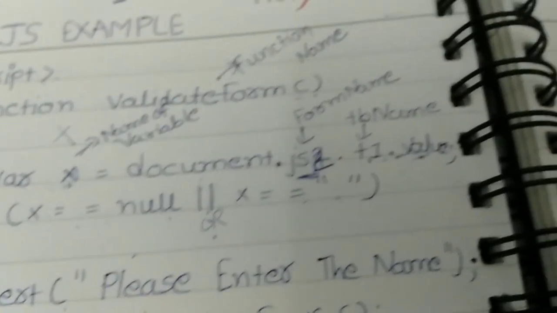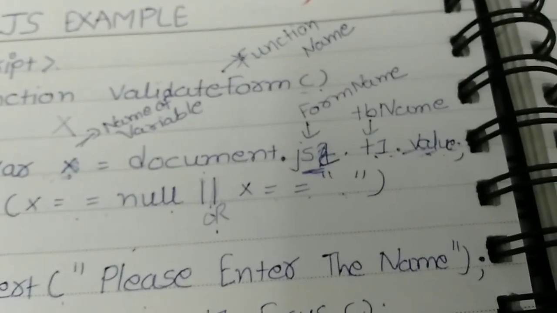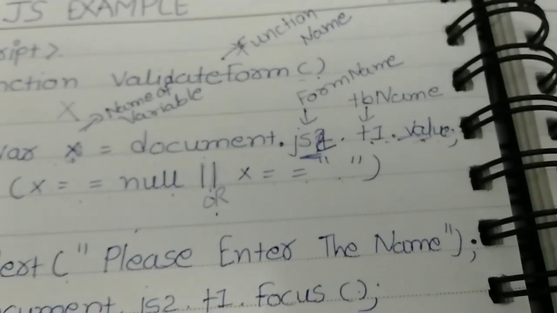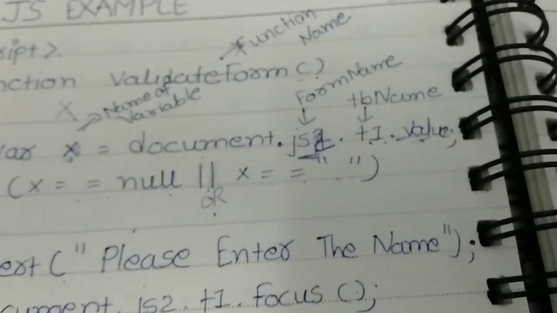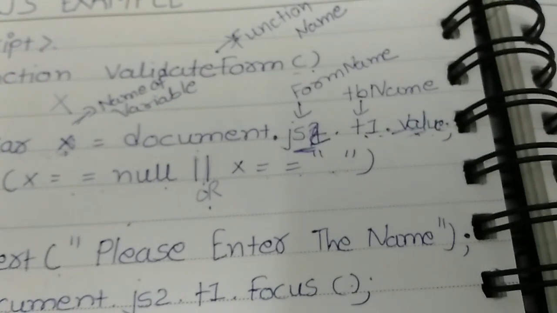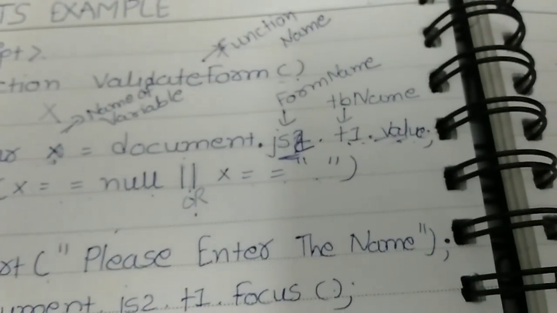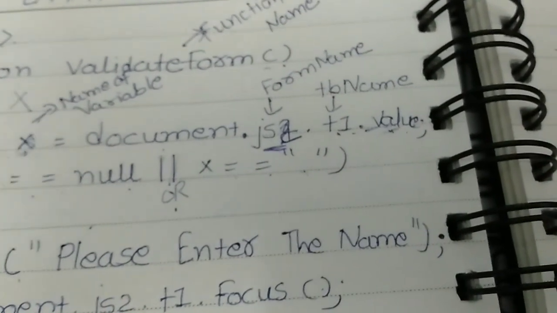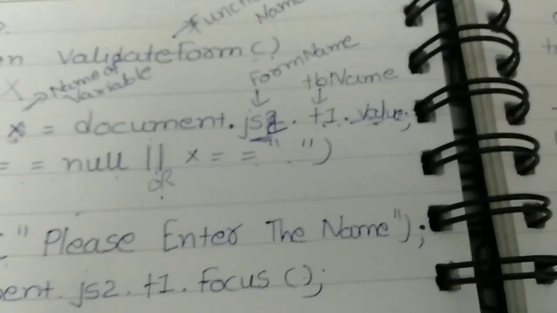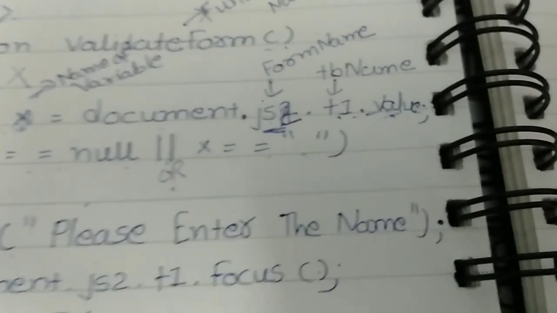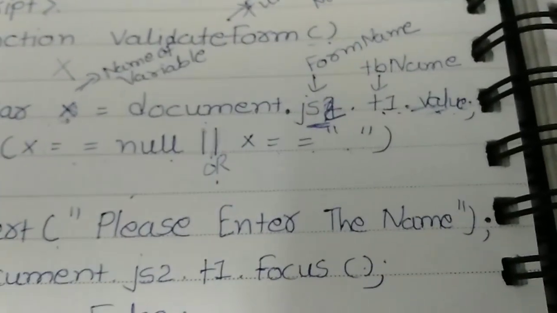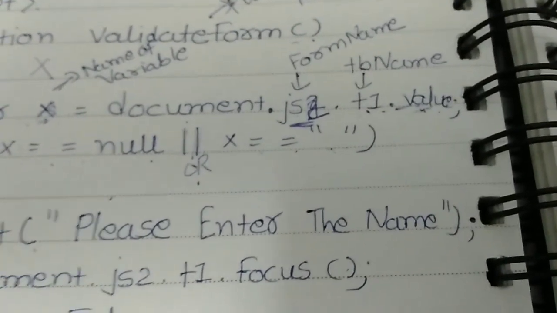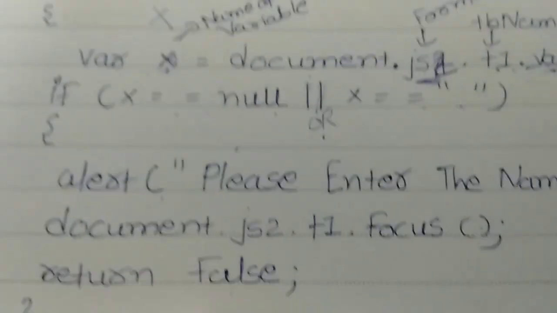Same as you have to write the whole path. Whole path means document means your computer document. Inside your document you have already created a form which is named js2. Inside your form you have already created a text box which is named t1. Inside your text box you have already written the name of your text box, that is value. So we are giving document.js2.t1.value, the whole value, to our variable.